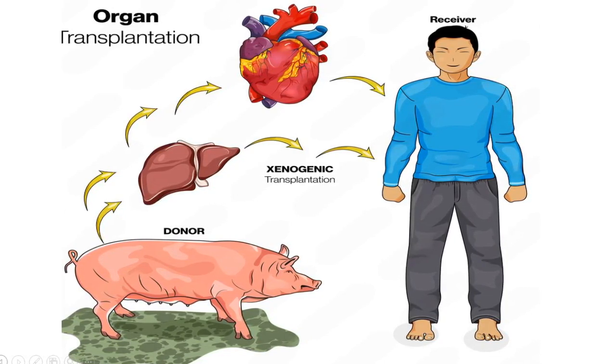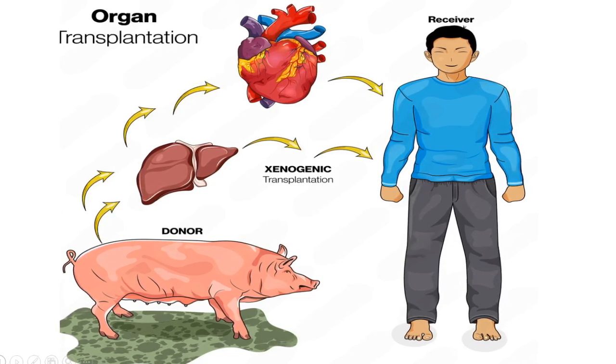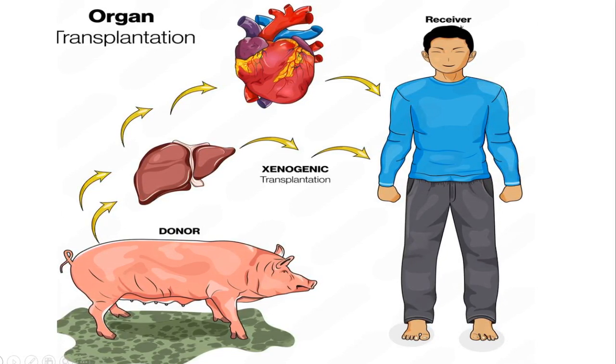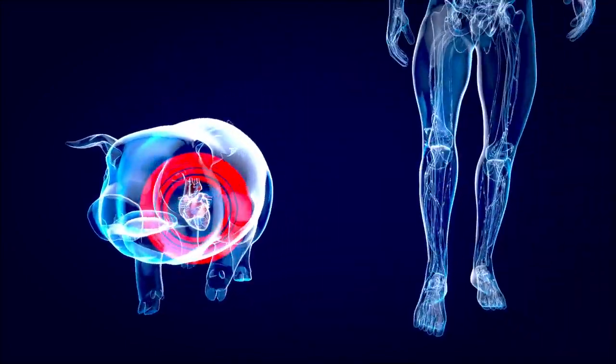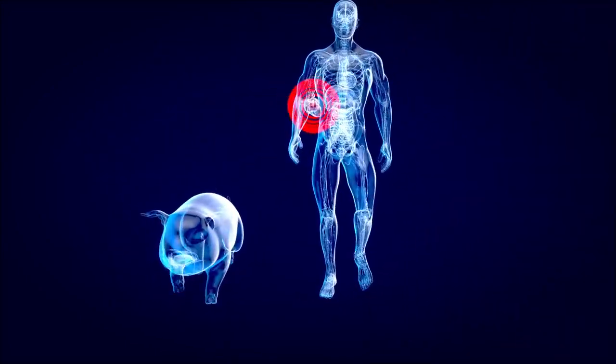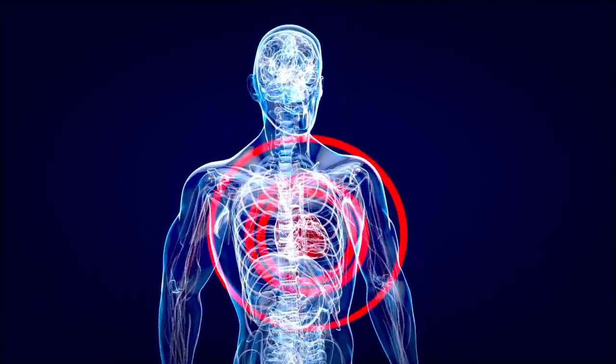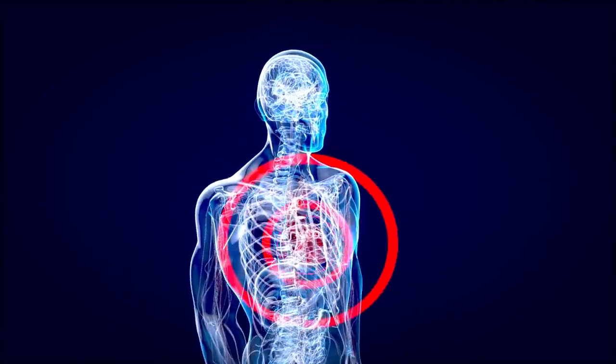Number 9. Xenoantigens. Xenoantigens are antigens that originate from a different species than the host. These foreign molecules can trigger an immune response when introduced into the host, as the immune system recognizes them as non-self. An example of xenoantigens is the proteins found in the tissues of animals used for xenotransplantation, such as those from pigs, which can provoke immune rejection in humans.